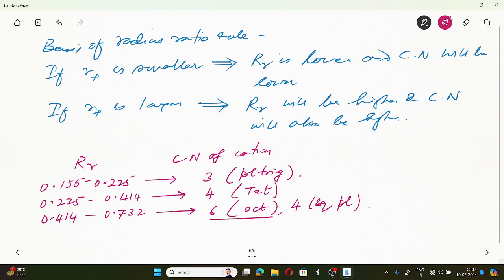And when it is 0.732 to 1.000, coordination number is 8 and this is cubic around the cation. So the geometry is cubic around the cation. And if it is greater than 1.000, this is coordination number 12. This is cubo-octahedral.